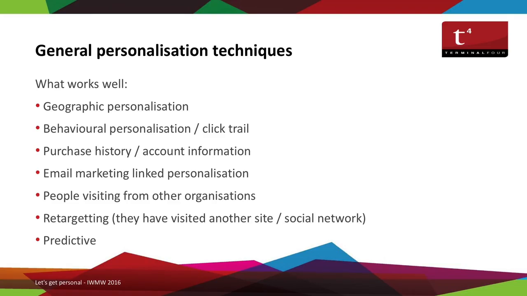Behavioral personalization is where you look at the click trail of what works. This works a lot in e-commerce. It's a bit obvious in Amazon, where you almost see your own click trail at the bottom of what you're looking at. It says you might also be interested in these three other things you just looked at. In higher ed, I'll talk about some of the challenges around that later on.